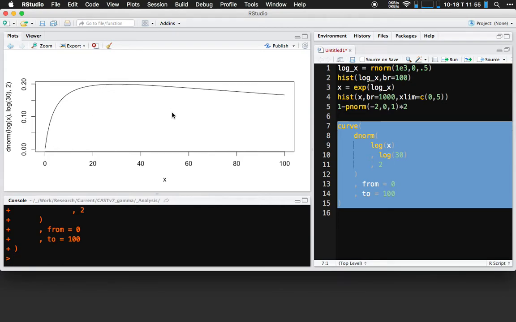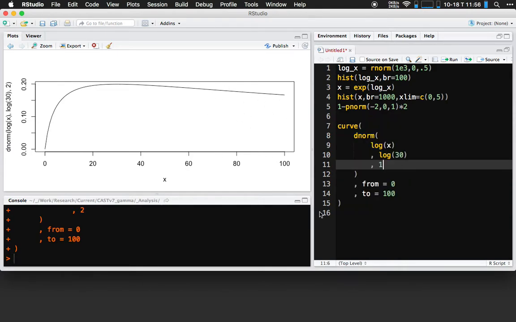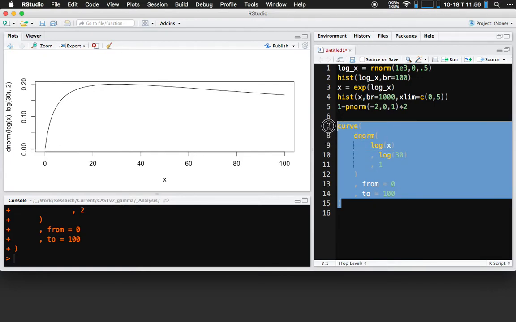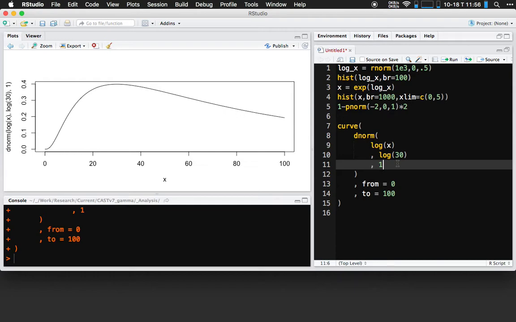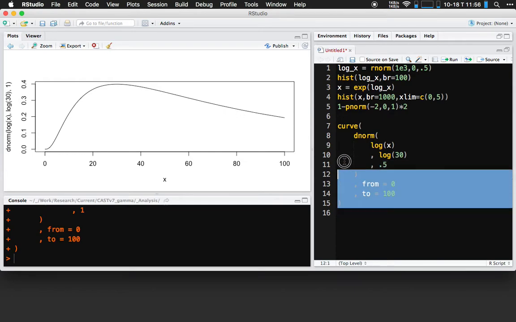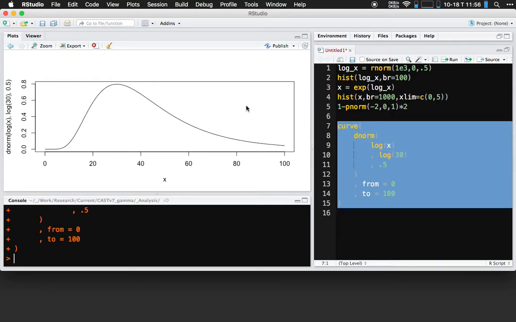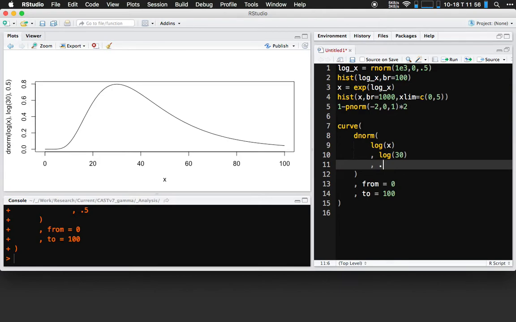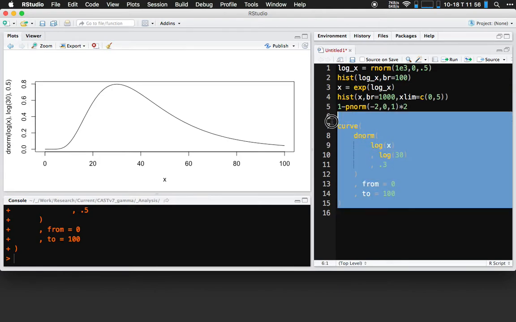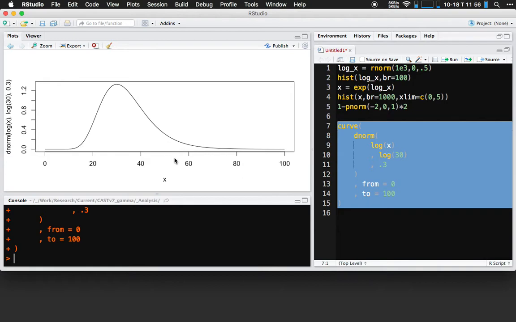It's hard to see, but there's way too much support still out here. So I'll maybe put 1 on there. Still too much support out there, say 0.5. That starts being a little bit closer to what I had in my picture. 0.3. So that's much closer to what I had in my picture.